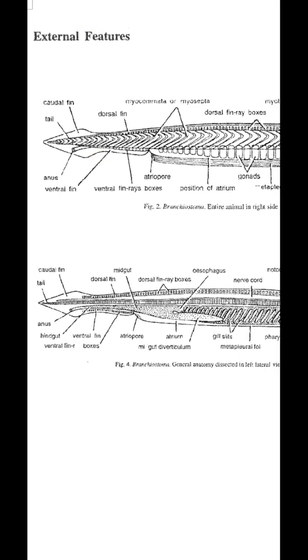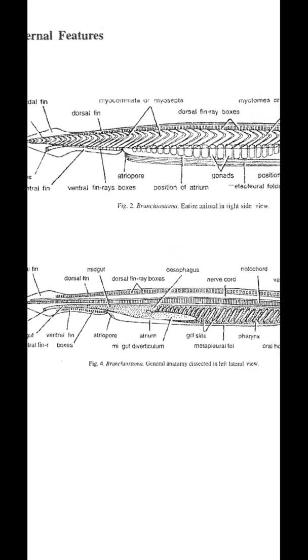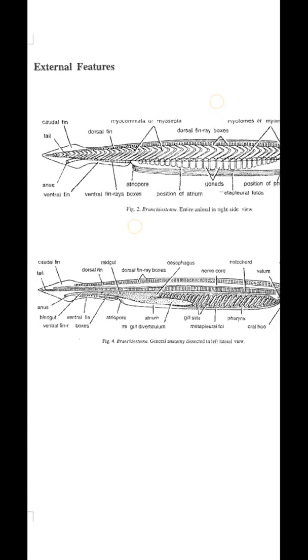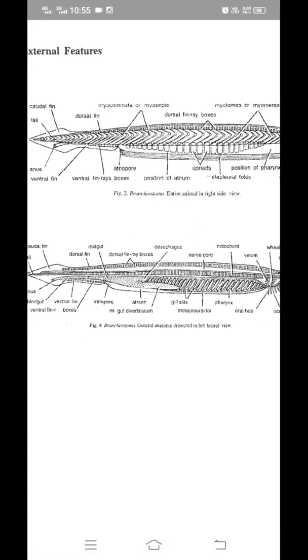The dorsal and ventral fins are internally supported by, respectively, one or two rows of small rectangular fin ray boxes. These are the fin ray boxes. Fin rays are lacking in the caudal fin. So this was about the fins and folds of Branchiostoma and its external morphology.